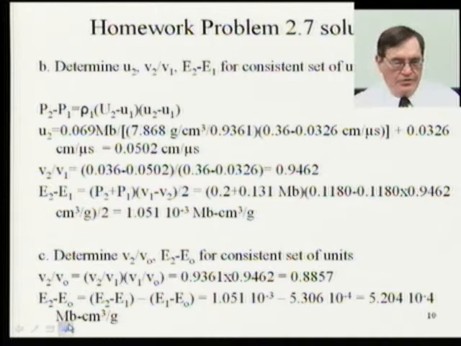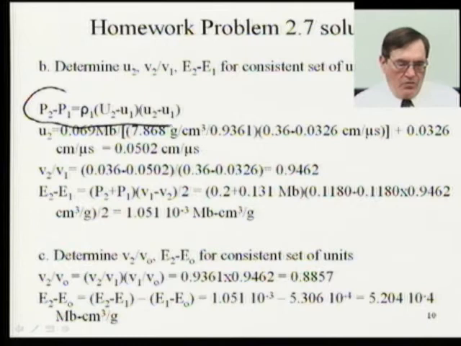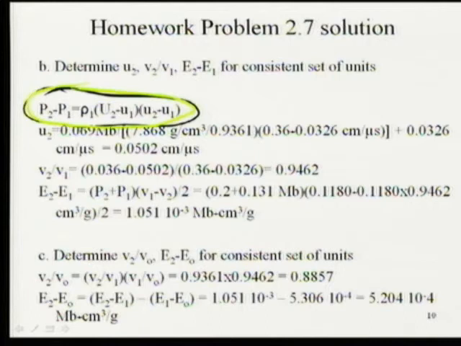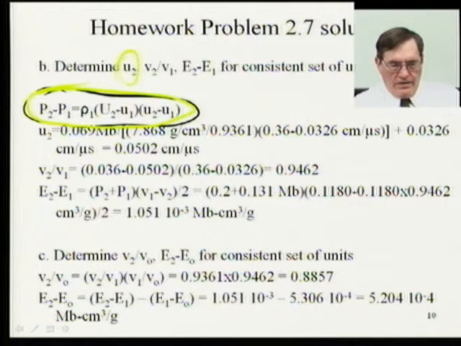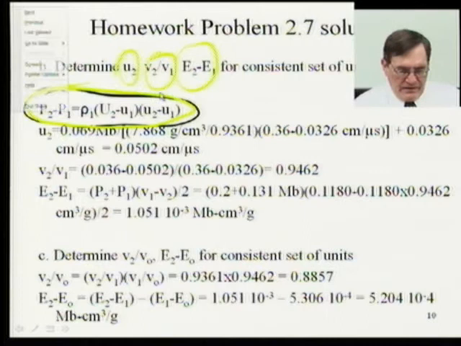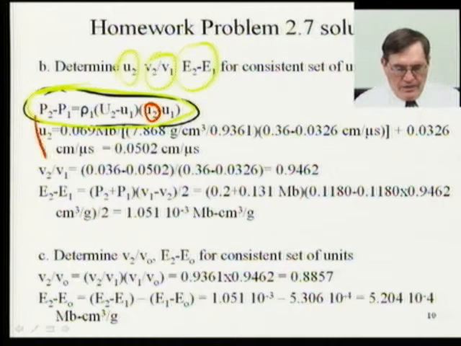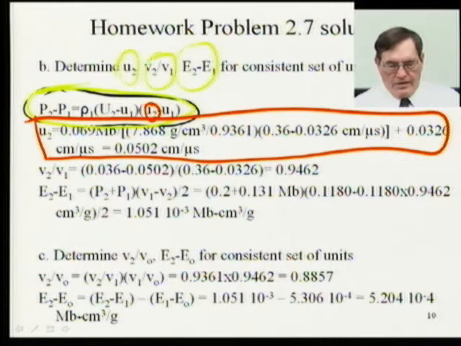Again, this is just exercising the two-wave equation. So what I'm doing here is now going to the second wave, and that's the two-wave jump equation. We wanted to know the particle velocity, the volume, compression, and the energy change. And again, we just solve this equation for U2, and substitute in. And I get 0.0502 centimeter per microsecond for that value.